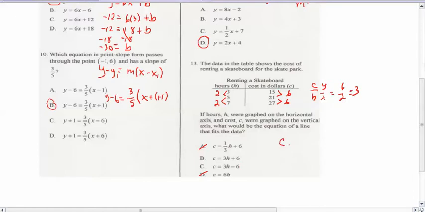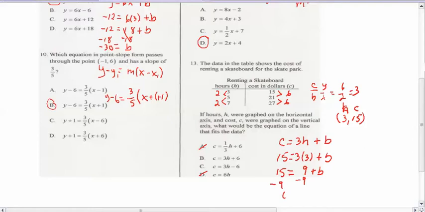And I have c is equal to 3h plus b. I'm going to use one of the ordered pairs, and I think I'm going to use (3, 15). And they said this was my h, sorry, and this is my c. So I'm going to go 15 is equal to 3 times 3 plus b. 9 plus b, 15. Subtract 9, and I have 6 is equal to b. So I'm looking for one with the positive 6, and it's going to be letter B.